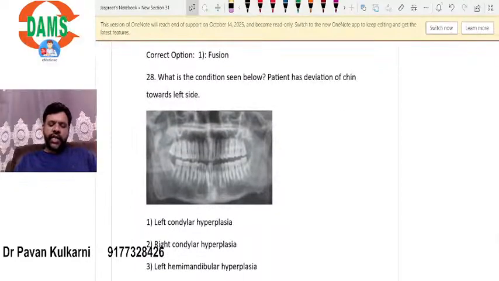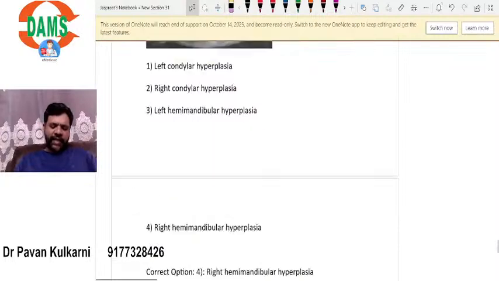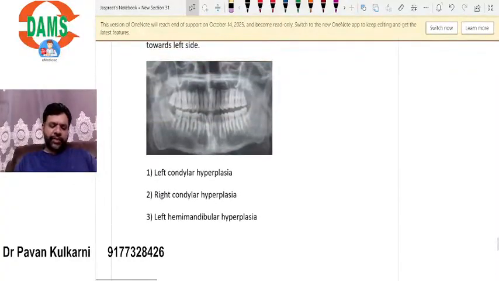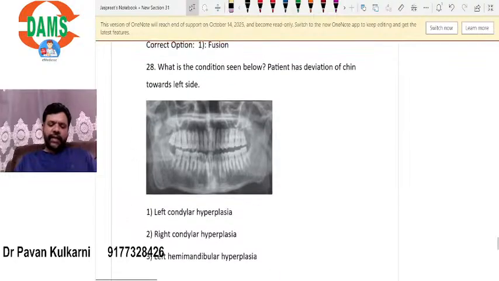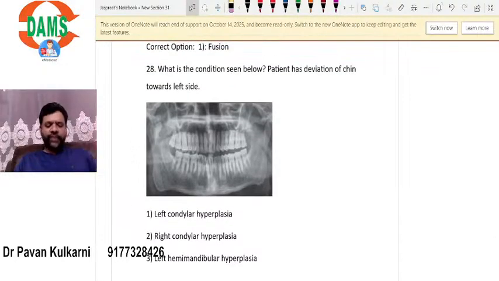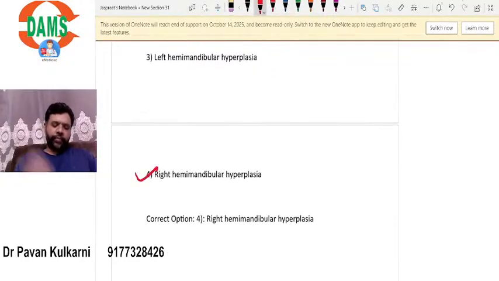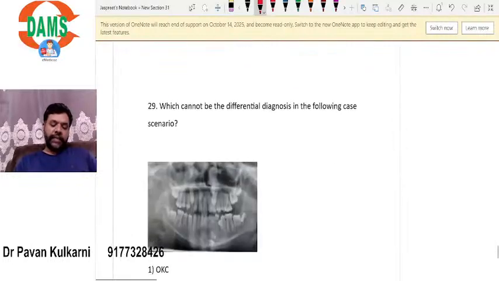What is the condition seen below? The patient has deviation of the chin to the left side. Classically, if you see in this patient, there is a right mandibular hyperplasia. You can see here, there will be deviation of the chin to the left side. So obviously, the right side will be involved. And remember, it is not condylar hyperplasia, rather it is hemimandibular hyperplasia. Condylar hyperplasia will have other features. Here, classically, this is a case of right mandibular hyperplasia.